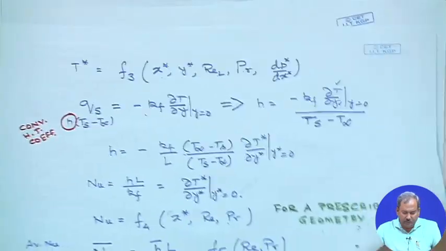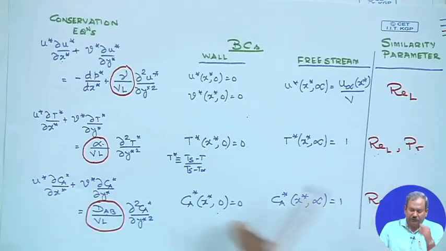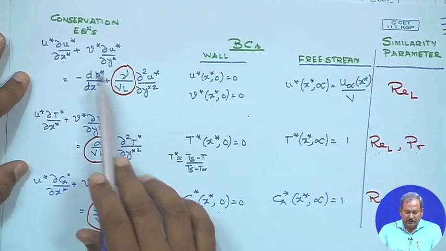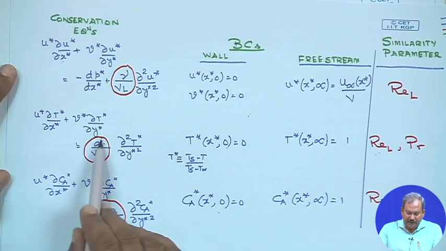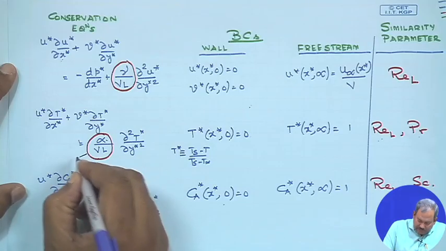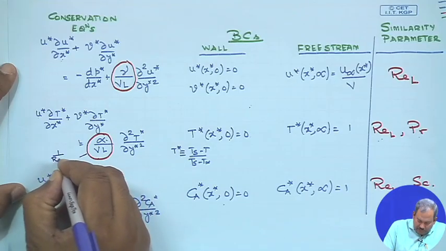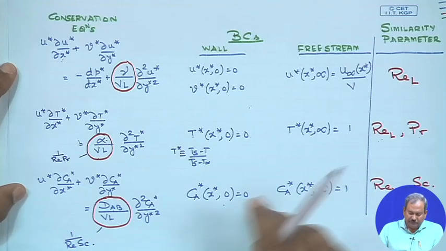Now, let us go back to this equation, this case again, before we go into Reynolds analogy. I have these as conservation equations. In this I have 1 by Reynolds times Prandtl. In here I have 1 by Reynolds times Schmidt.